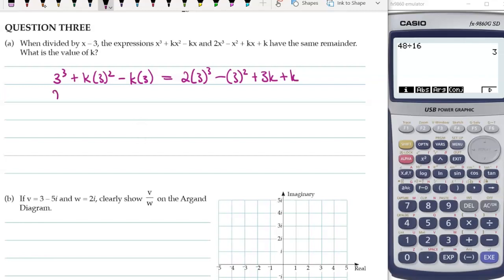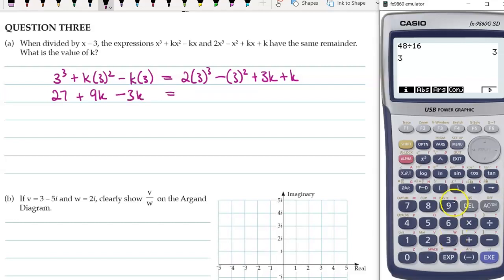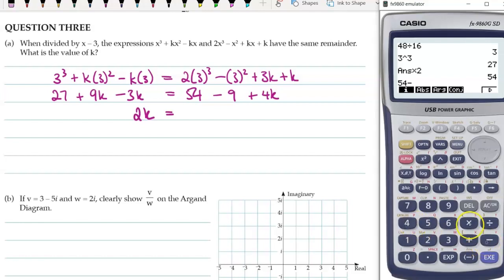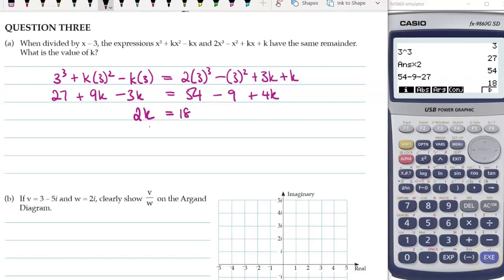So if we work that through, we've got 27 plus 9k minus 3k equals 3 cubed is going to be 27, times 2 gives me a 54, minus 9 plus 4k. So on the left here, the k's, that's 6k, and then if we take off the 4k there, we have 2k. And if we do 54 minus 9 and then take off the 27, that's equal to 18, so k equals 9.